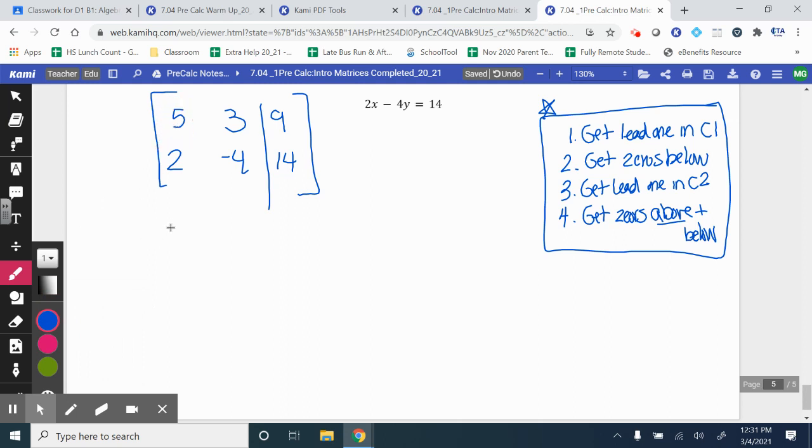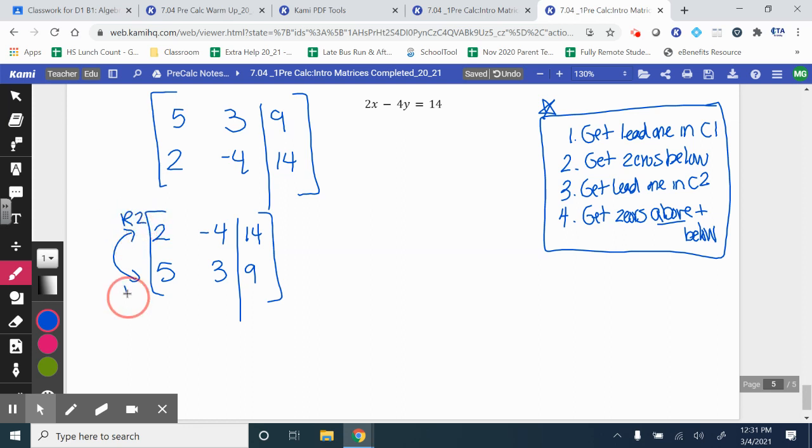Okay, so first let's switch them. So we're going to do 2, negative 4, 14, 5, 3, 9. Again, you're always allowed to switch your rows. So this one is row 2 and row 1.